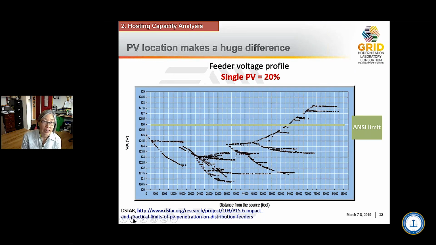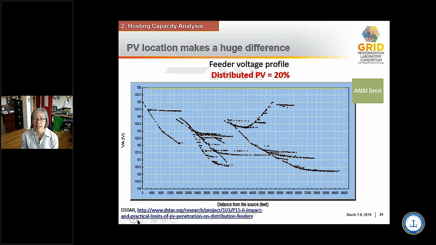You go to the next slide, Carrie. I'll show you the part that exceeds the ANSI limit in red. Okay, so that's with a single PV, that's 20% of the peak loading of that feeder. If you go to the next slide, Carrie, here we've taken that same amount of PV and just sprinkled it across the feeder. And now you can see the voltage profile stays within the ANSI limits. So where you put the PV makes a huge difference, and how you run these kinds of analyses and how you assume this makes a huge difference.